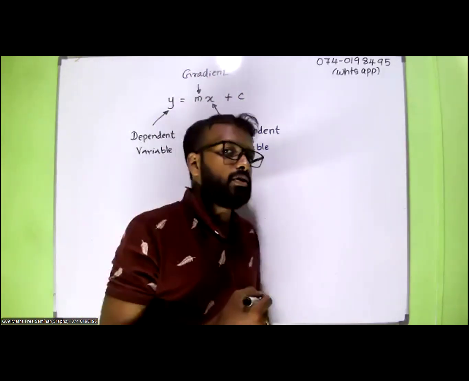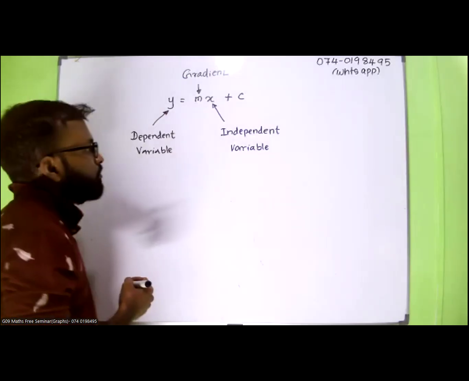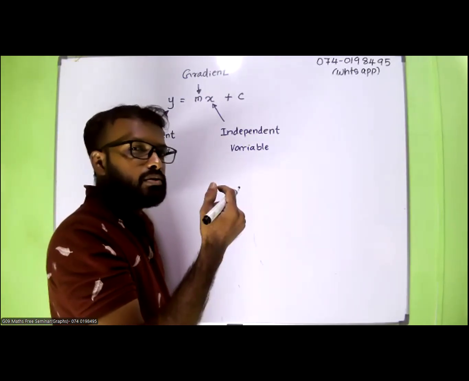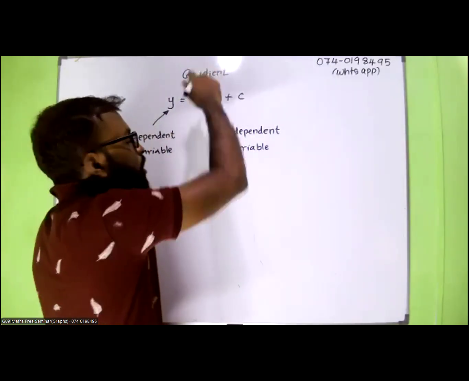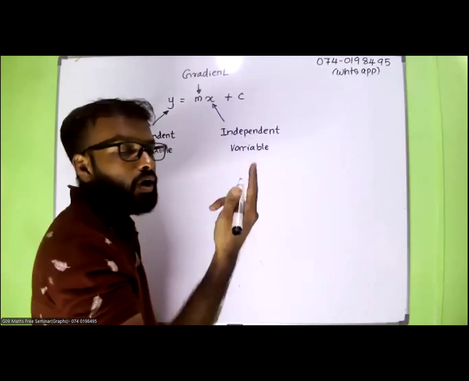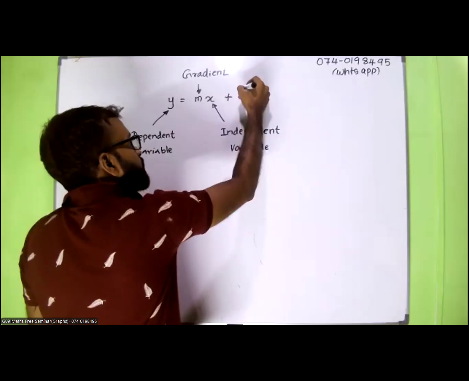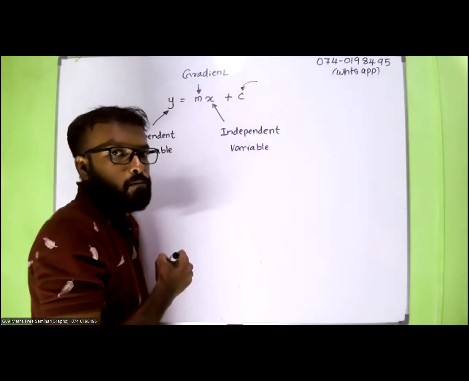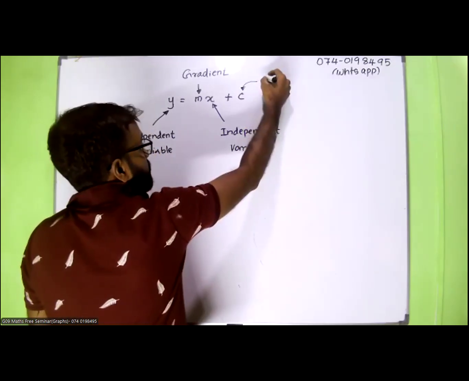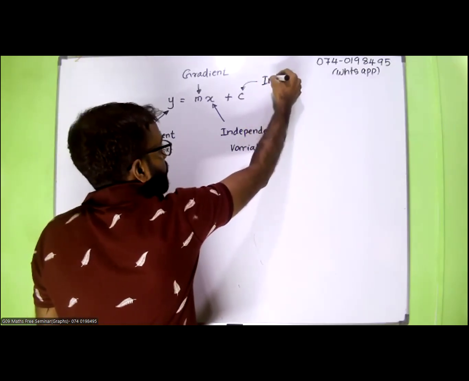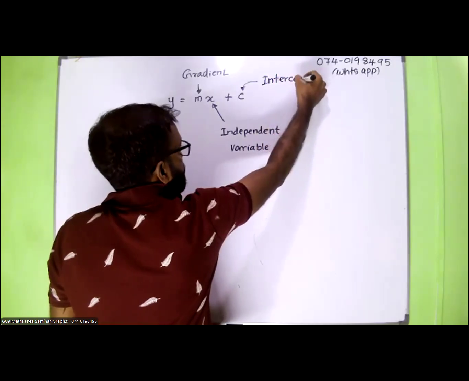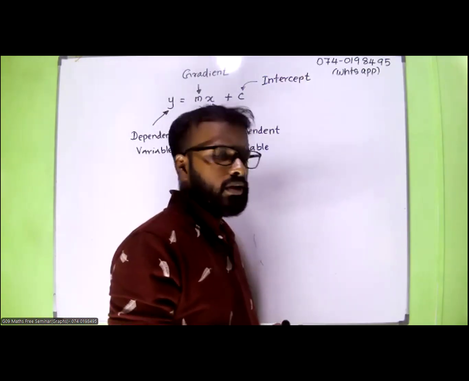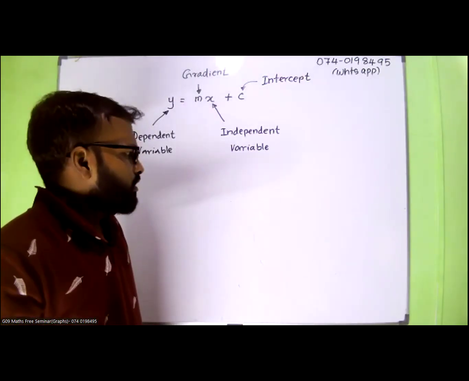Gradient is y coordinate divided by x coordinate. But when it comes to here, it differs a little bit, so I will let you know how to find the gradient. What is this one? It is called the intercept. What is intercept?